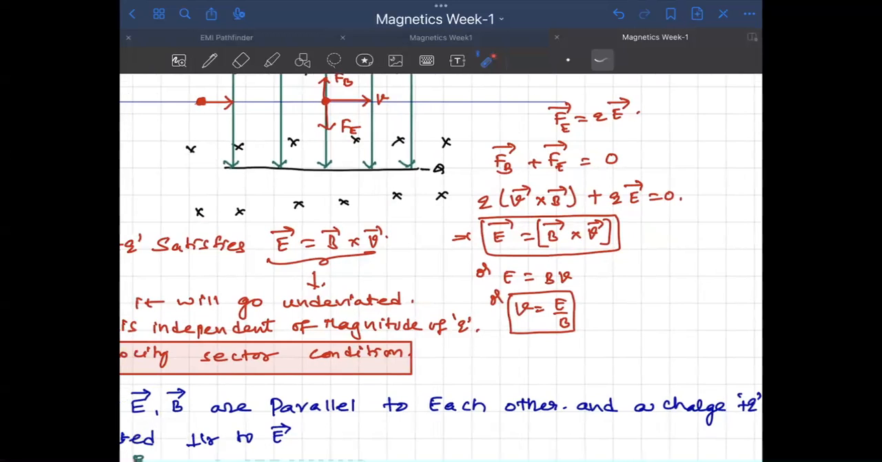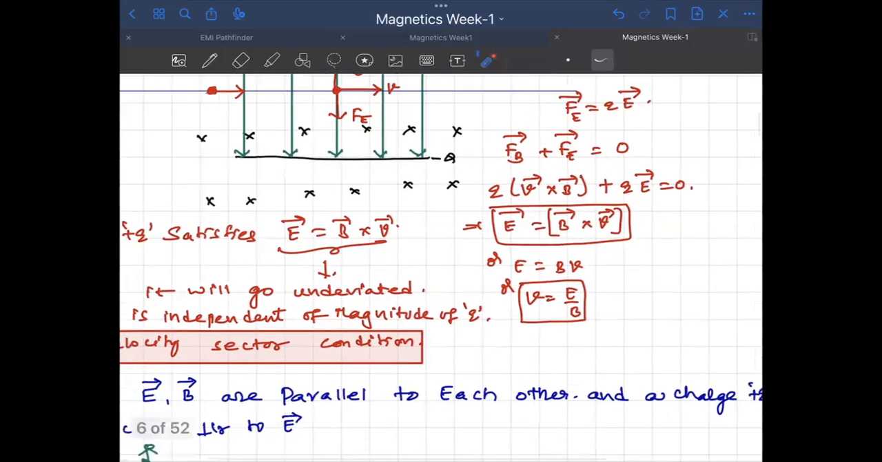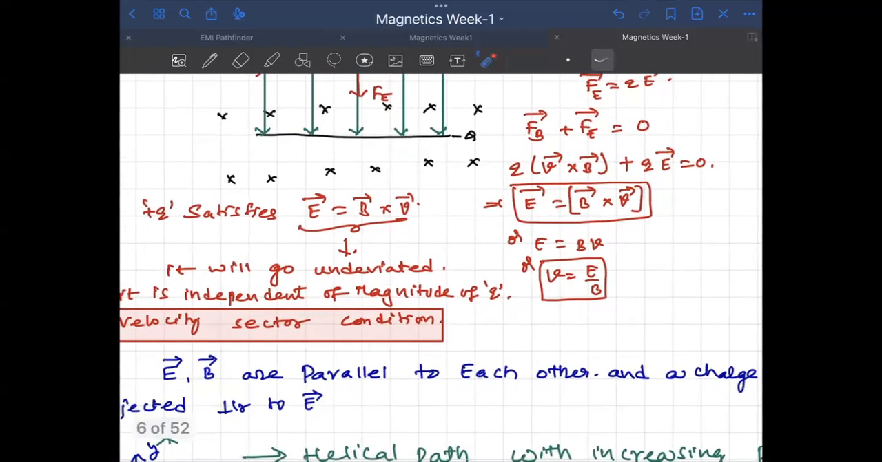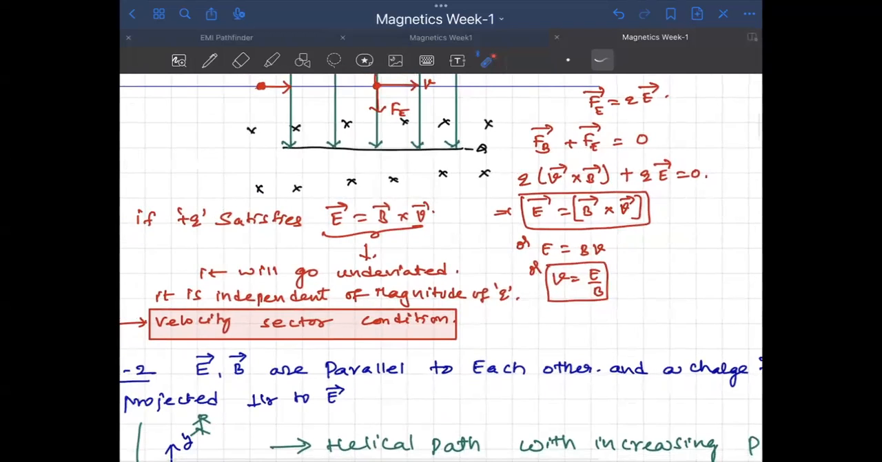So B cross V is BV sin 90, which is BV. E is BV, so V is E by B. Remember, this is a very important condition in mass spectrography. In mass spectrography you may use it for isotopes and all that. To separate different isotopes, you will use this technique. This is also called the velocity selector condition.